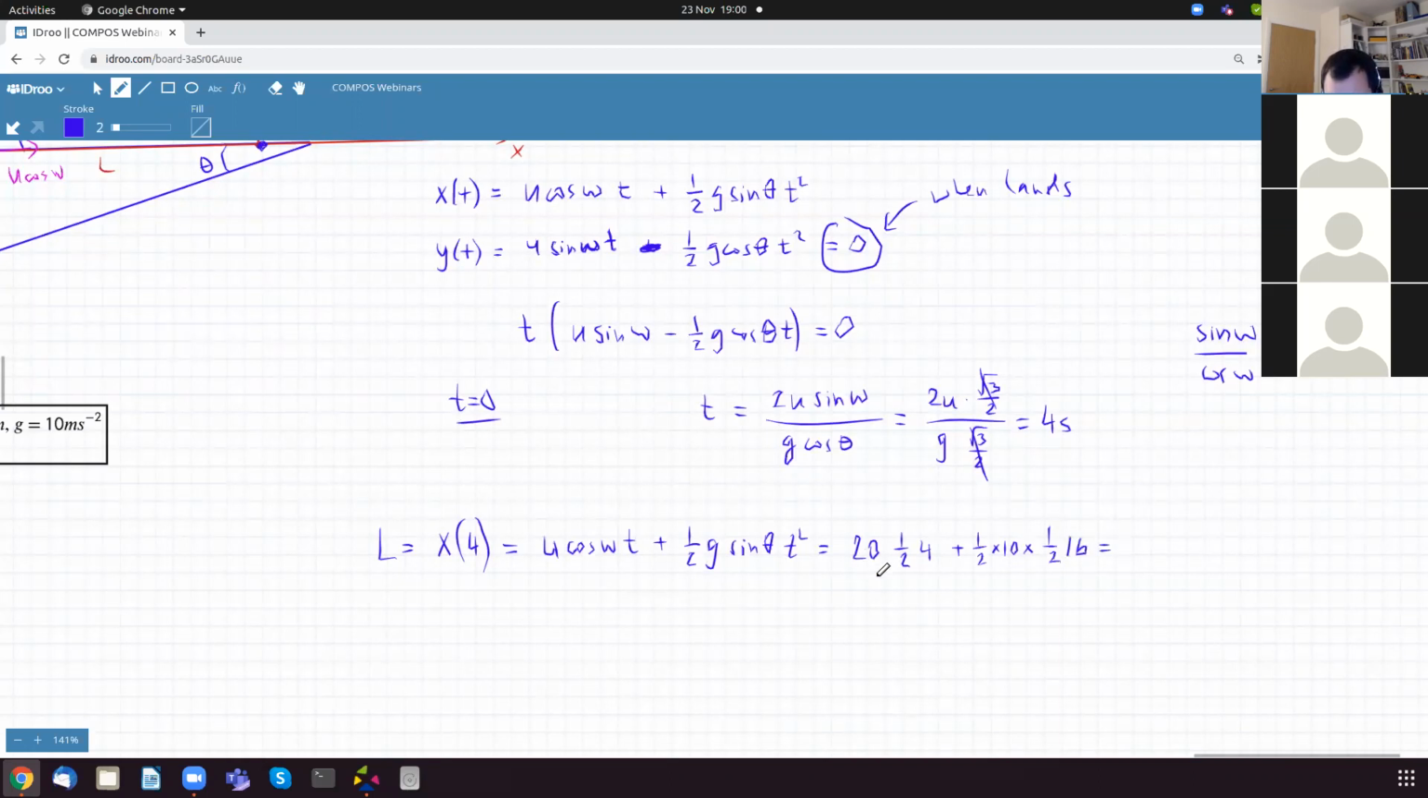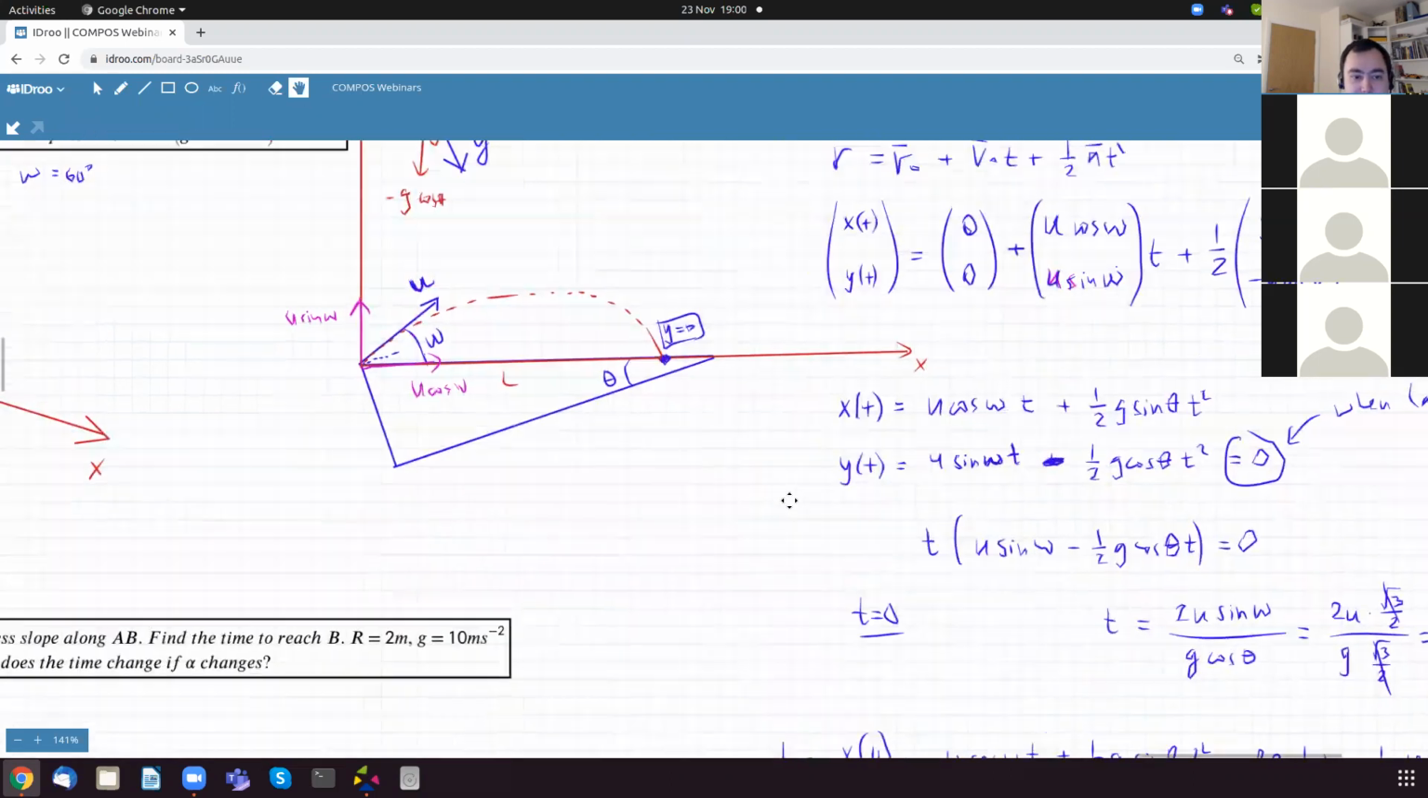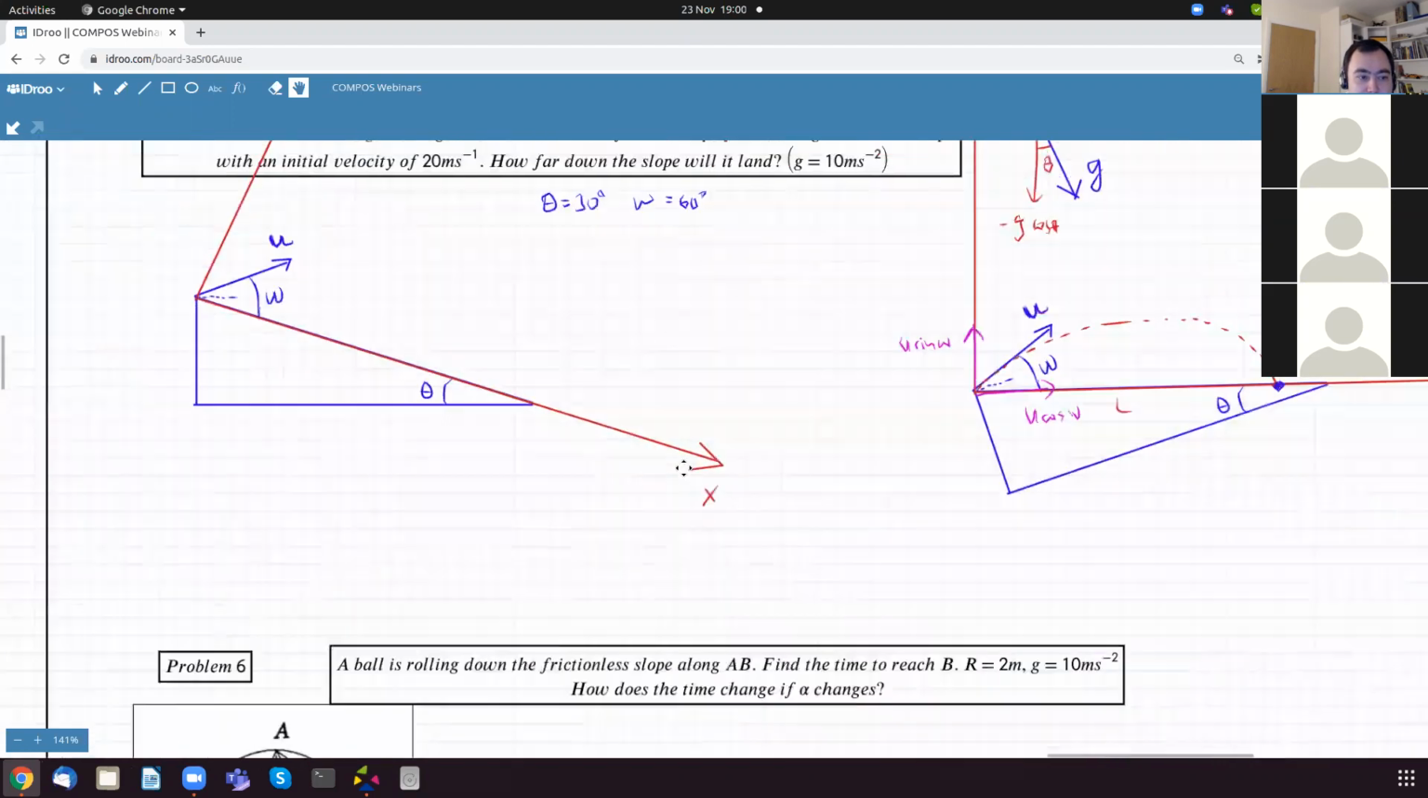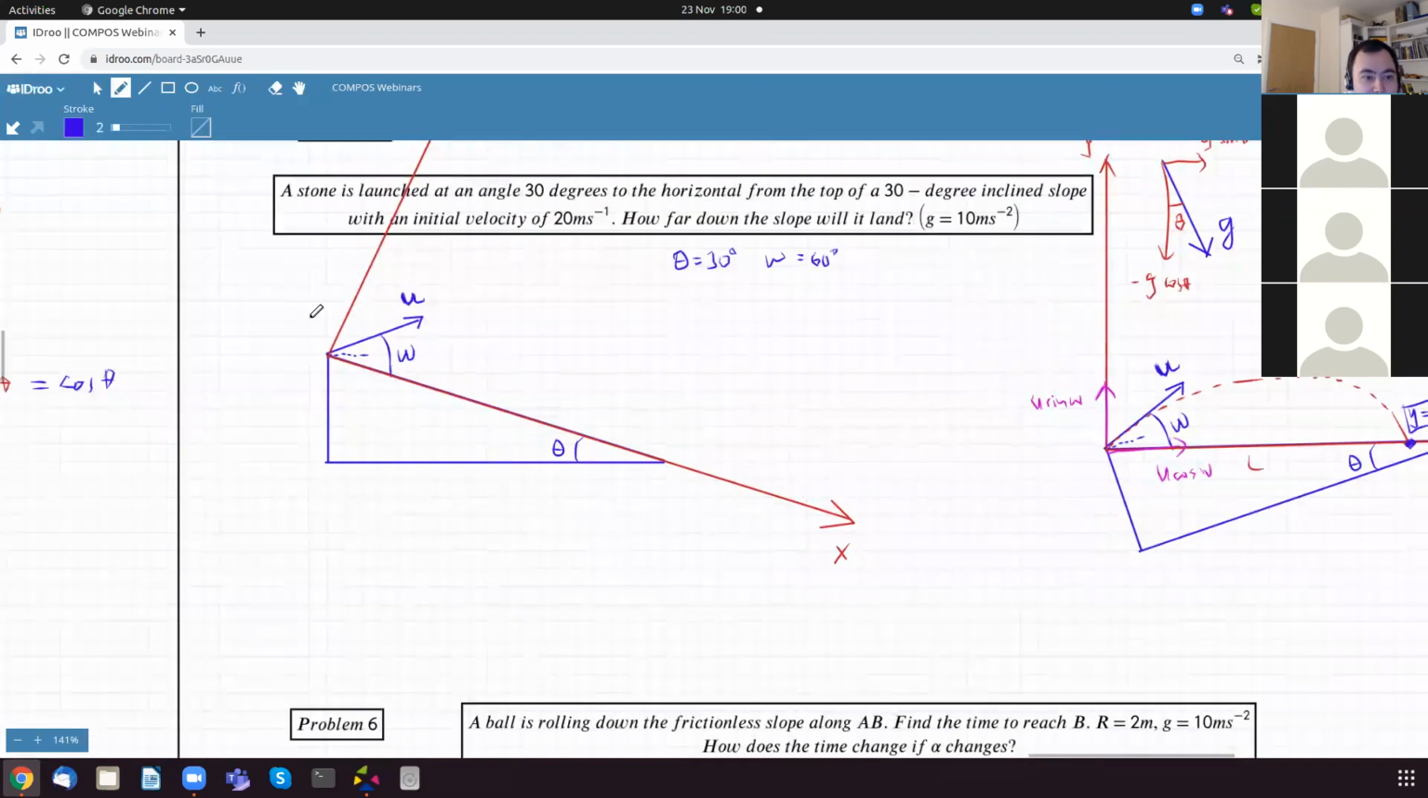And after you do the arithmetic magic, so 10 times 4, it's 40. 1/2 times 10, 5. 5 times 1/2, 2.5. 2.5 times 16 is 40. 40. So the answer is 80 meters. So the stone will end up 80 meters down the slope. So it will travel 80 meters and land, 80 meters.